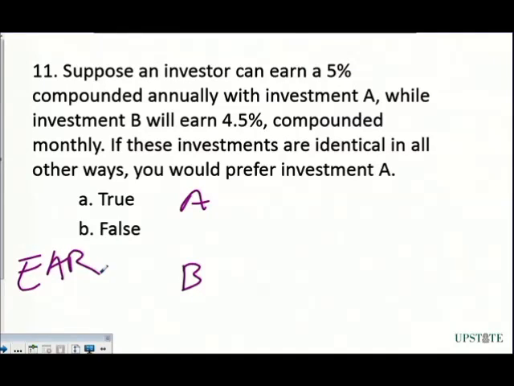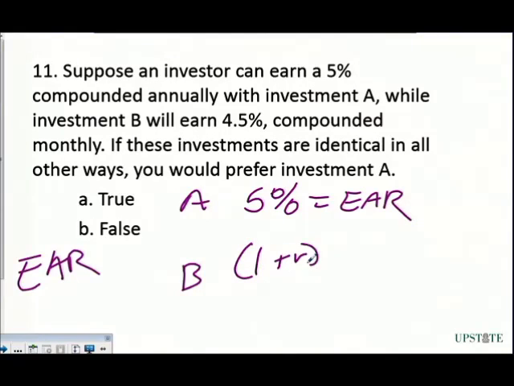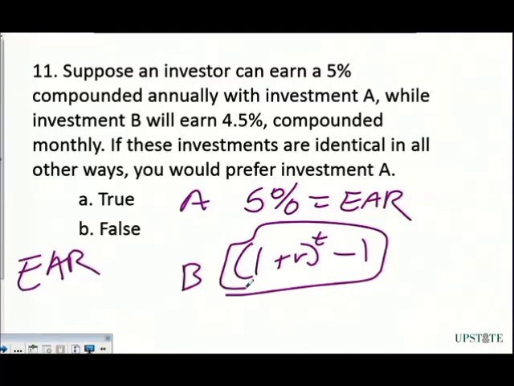Now, investment A has a 5% annual return. So this one, that is our effective annual rate. We don't have to do anything here. But what we have to do with investment B is manipulate that back into an effective annual rate. So we do this as our 1 plus r to the t, and then subtract off the 1. That's going to tell us our effective annual rate.